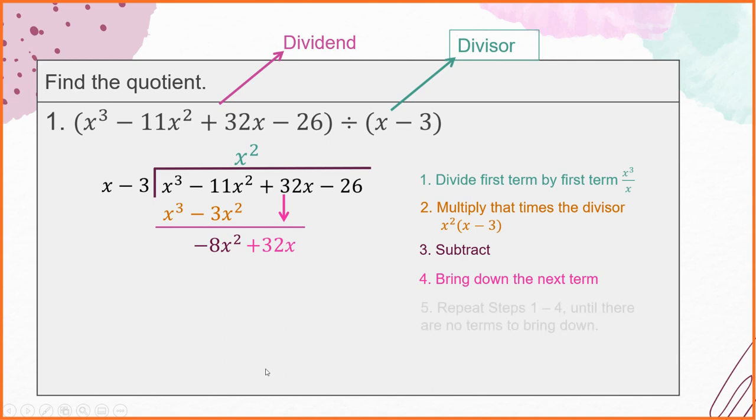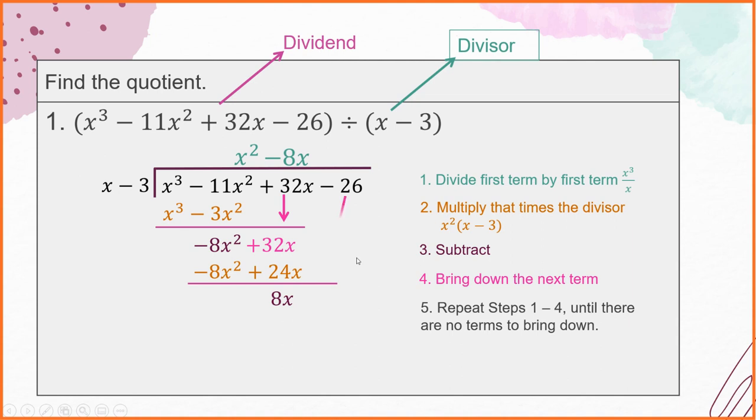And now we just repeat that same process. So now I take the first term, negative 8x squared, divided by the first term. Negative 8x squared divided by x would be negative 8x. And after dividing first term by first term, we multiply. So I'm going to take the negative 8x times x. That gives me negative 8x squared. And then negative 8x times negative 3 gives us plus 24x. And then we subtract. When I take negative 8x squared minus negative 8x squared, that's 0. 32x minus 24x is 8x, and then bring down the next term.